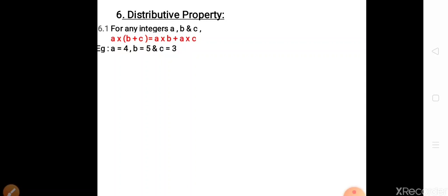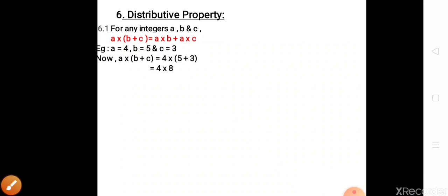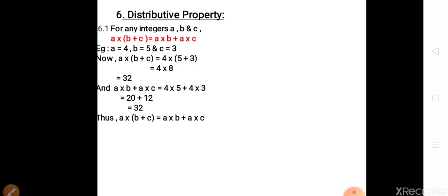We have a equal to 4, b equal to 5 and c equal to 3. Now when we multiply, as I have said earlier, solve whatever is present in the bracket first. So when we solve it, we get 8 here and the result comes up to be 32, right? Now if we check the right hand side, that is a into b plus a into c, again it's going to give us 32 as well.